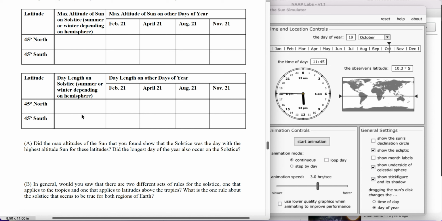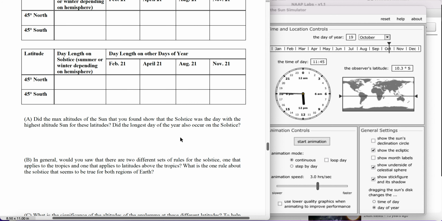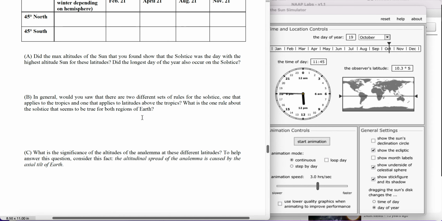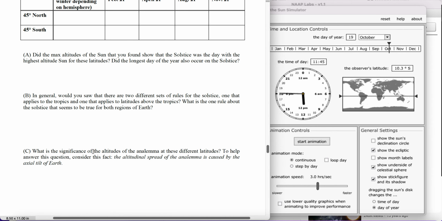So here you're going to have the length of the day at these particular latitudes, just latitudes. And that's going to be day length at the solstice, and then here max altitude at the solstice. So this table is entirely max altitude values, this table entirely day length values, and then you're going to summarize information from the tables by answering the questions below.